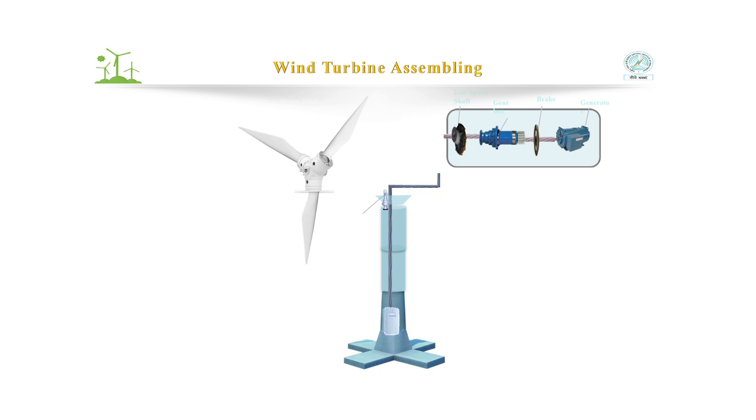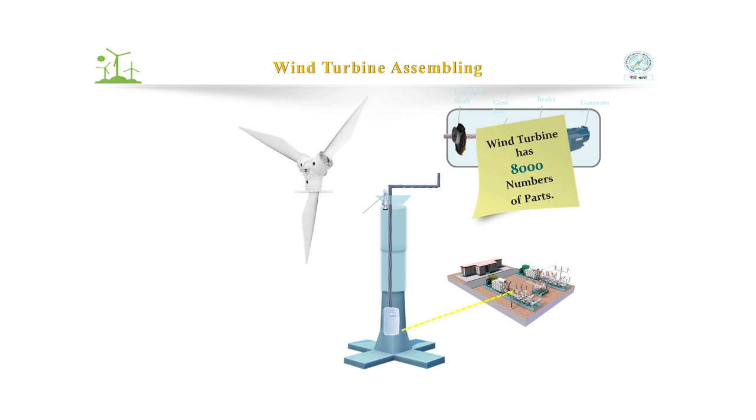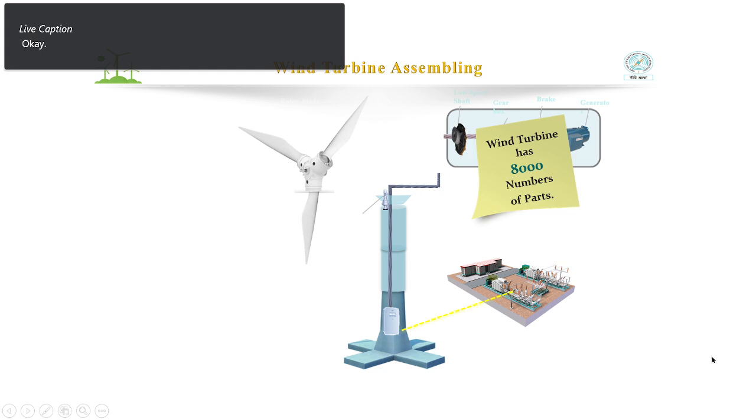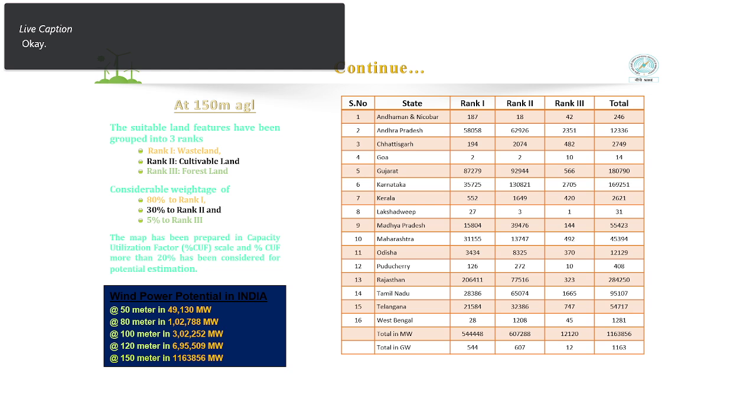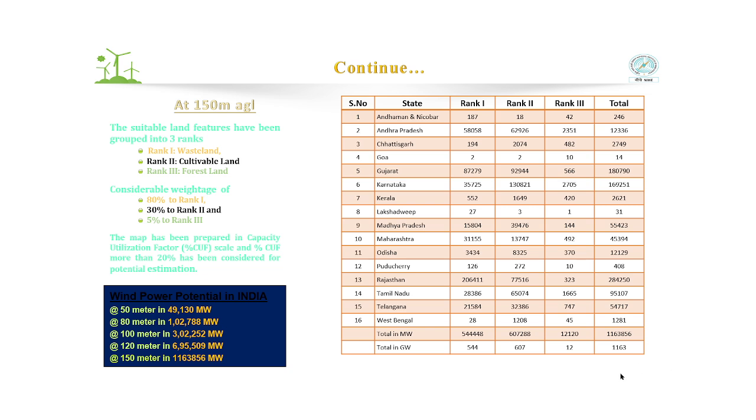All the control panels are taken to the substation, and there are about 8,000 parts in a wind turbine. Each one probably many times will be acquired from different manufacturers. But the designer of the wind turbine will know very clearly what to get from where.